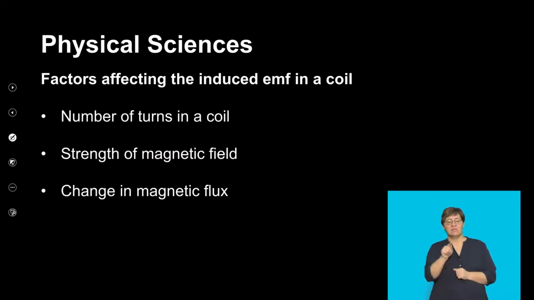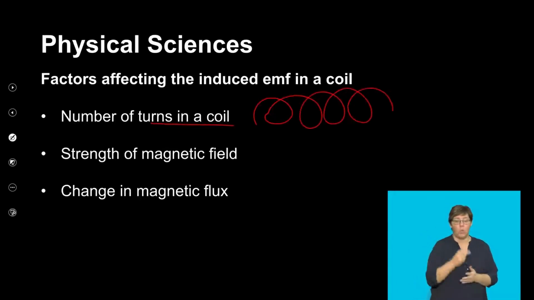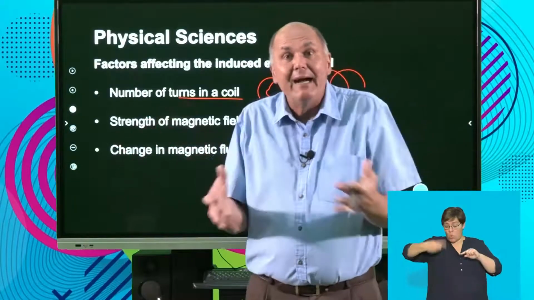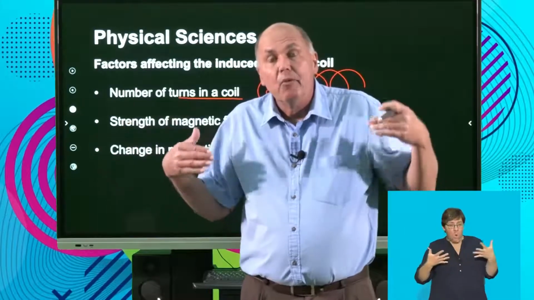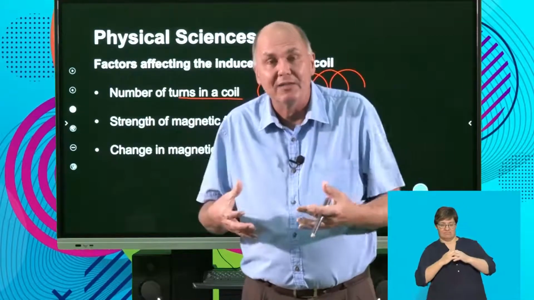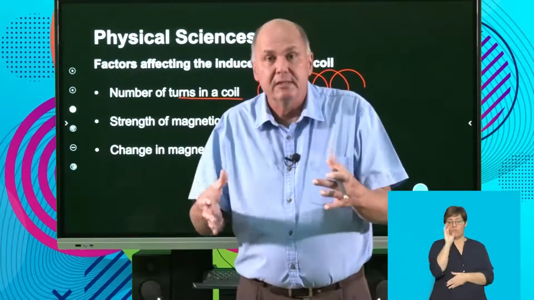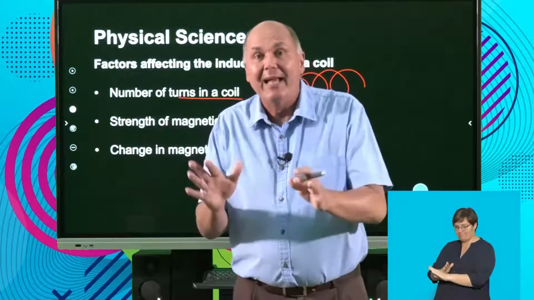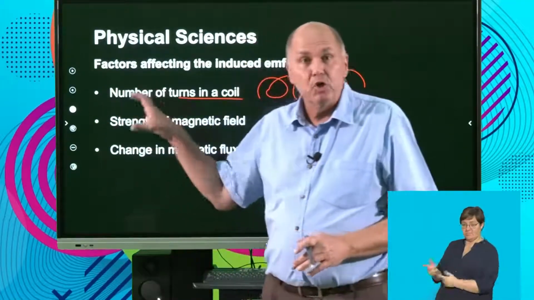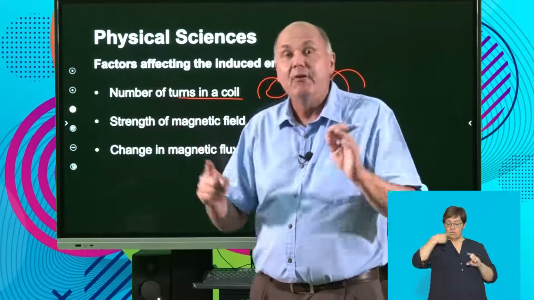Well, the first factor we're going to look at is the number of turns in the coil. Whether it's got one loop or two loops or three loops or four loops, all those loops together create a bigger magnetic field when there's current passing through it, which opposes the moving magnet, and that's important. So the number of turns on the coil is very important.